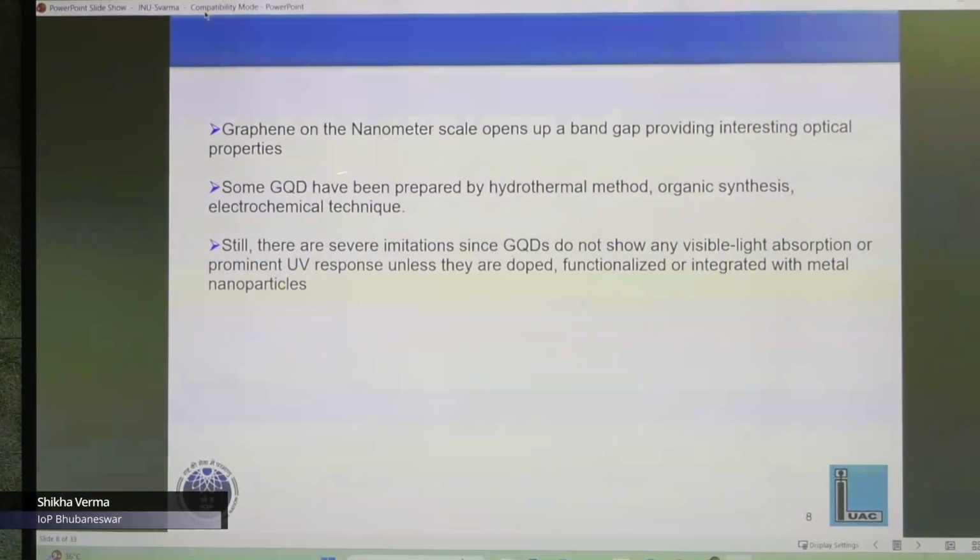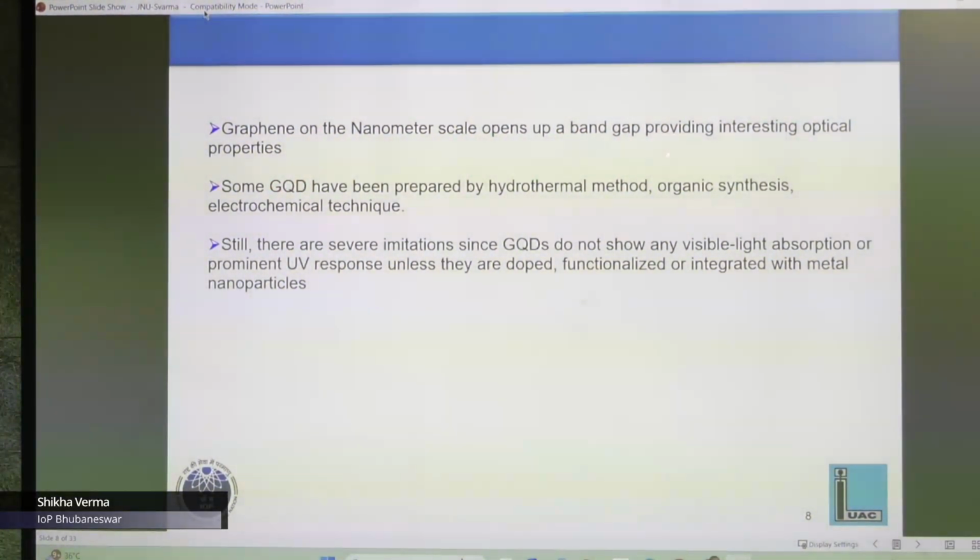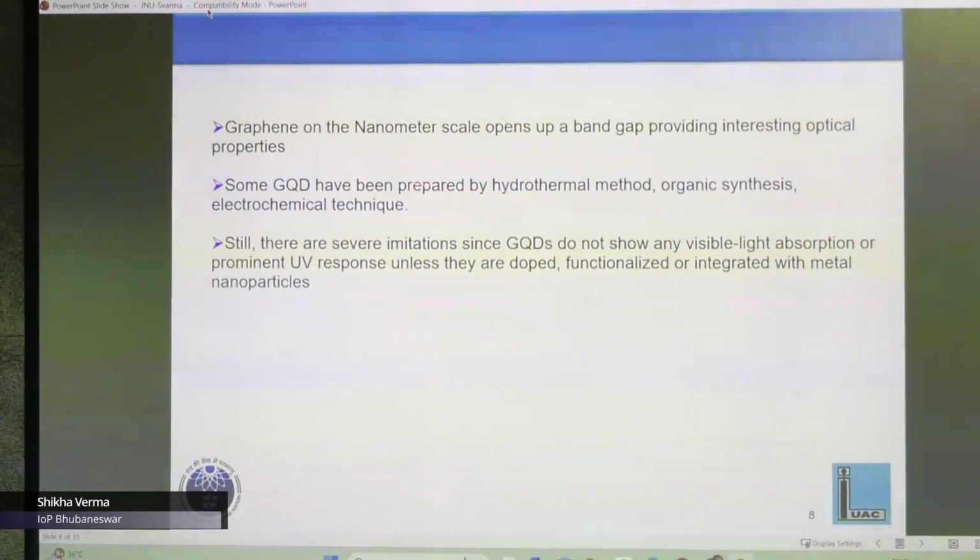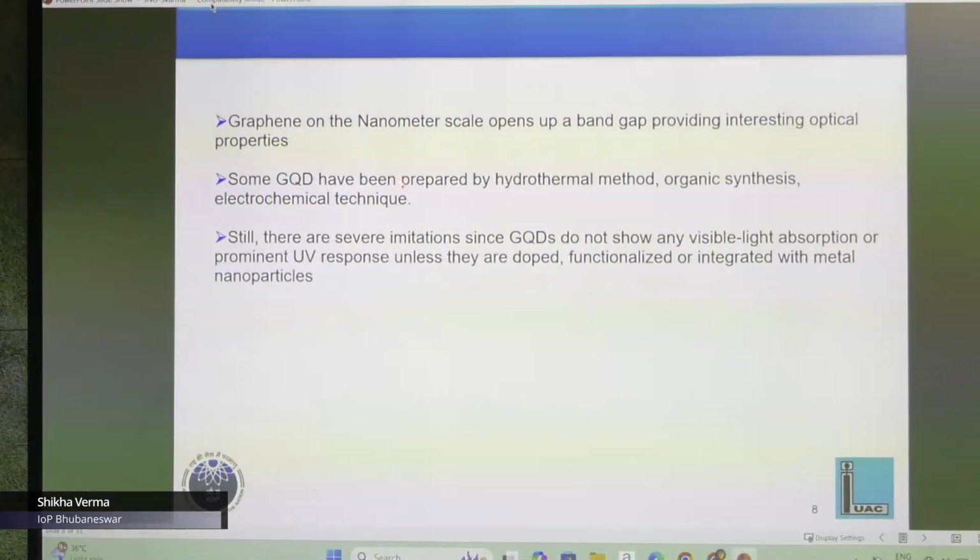So graphene on the nanometer scale opens up the band gap, providing interesting optical properties. Some GQDs have been prepared by the hydrothermal method also, by organic synthesis, and electrochemical techniques. Still, there are several limitations to these methods, since GQDs do not always show visible light absorption or prominent UV response unless they are doped, functionalized, or integrated with metal nanoparticles.